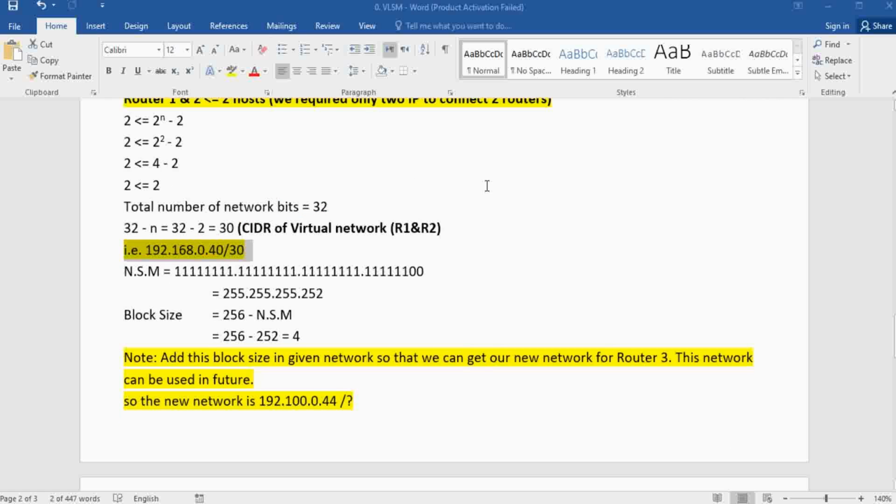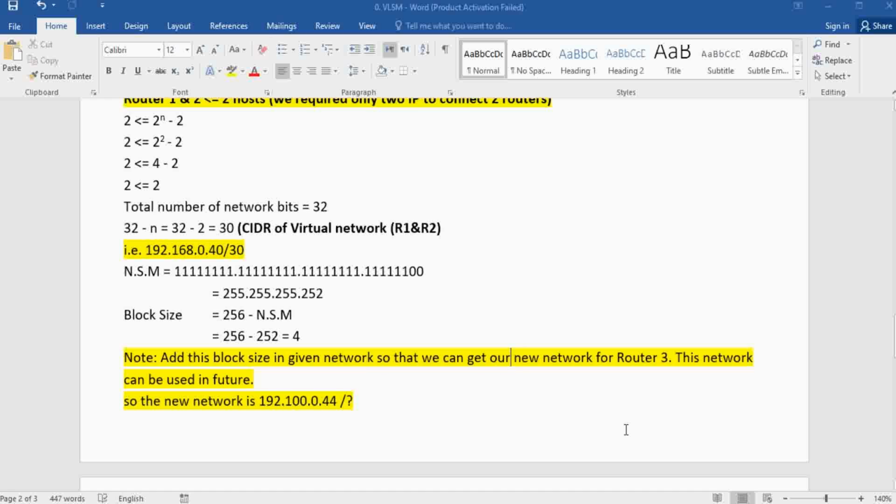So the given network is 192.168.0.40 and then add 4. Our new network will be 192.168.0.44. We don't need to use this new network, but it will help us to find the broadcast address, or we can use this network when we expand our network. Basically, when we connect to router 3, this network will go to router 3.